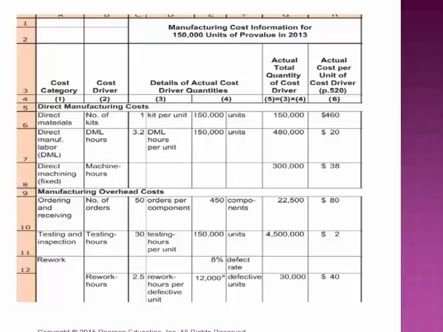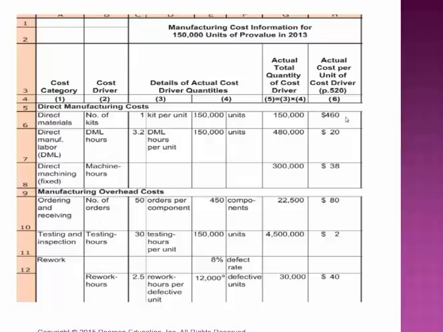The direct material cost, the total, varies with the number of units of Pro Value produced. You guys can see here that we have typically been generating 150,000 units of this product, Pro Value. And each 1 unit of Pro Value needs 1 kit of direct materials. And those direct material kits are costing us $460 per unit right now.